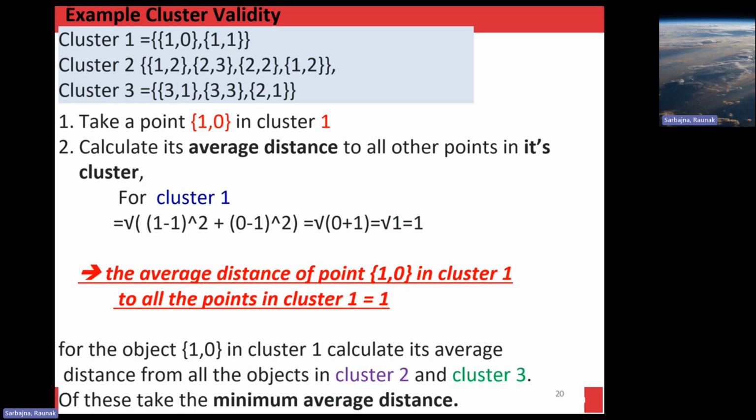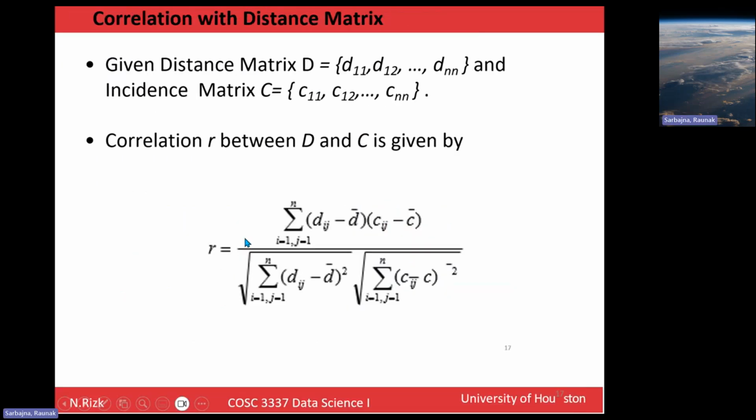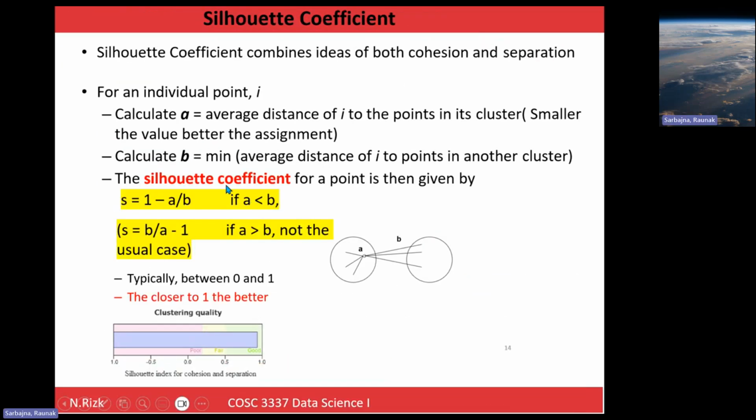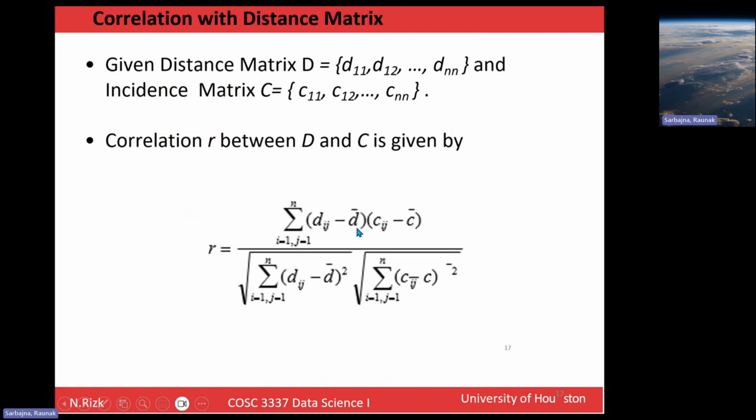So take a random point in cluster 1. First point in cluster 1, and then you calculate the average distance from that point to all other points within that one cluster. You calculate the distance from 1, 0 to 1, 1, and you find the average distance. Because there's just 2 points, the average distance is just 1. So the average distance within cluster 1 is 1. That's the value of A. A is the average distance of i to the points in its own cluster.